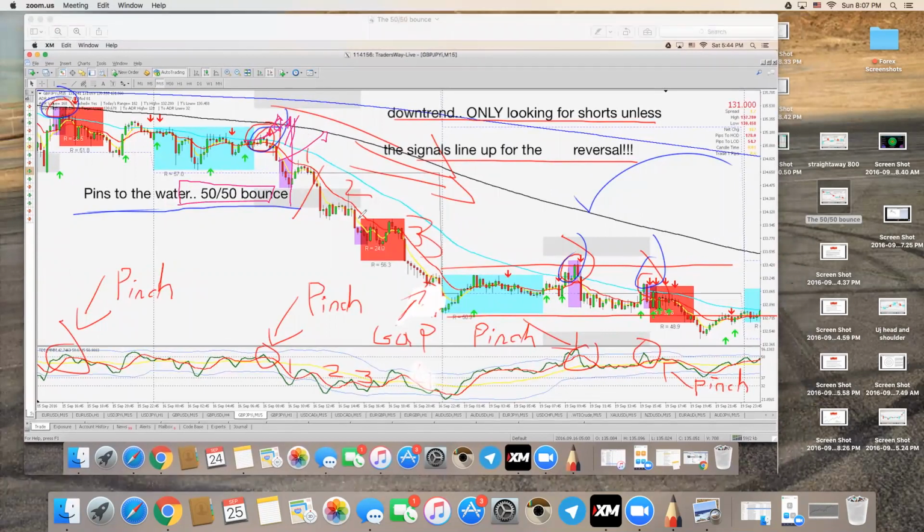What pair is this? I can't see it on the screen. It's GJ, GBPJPY.